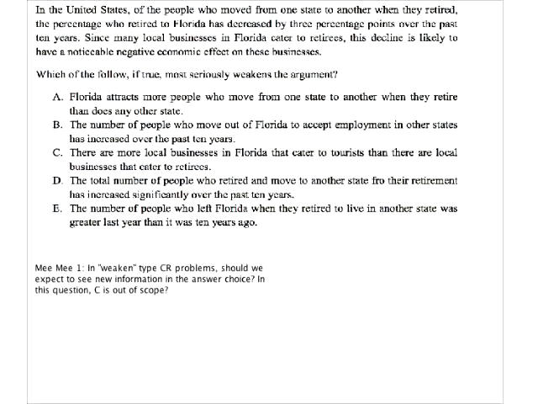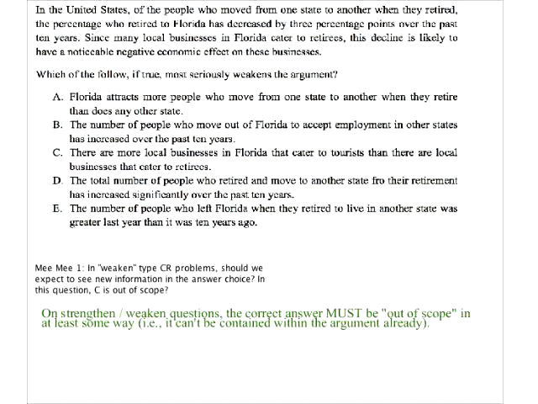the correct answer, C is not the correct answer, but the correct answer must be out of scope in at least some way. In other words, it can't be contained within the argument already. Because remember, you're trying to make an argument stronger or weaker. You can't make an argument stronger or weaker by simply reiterating what's already there. So yes, these things are both outside the original scope.